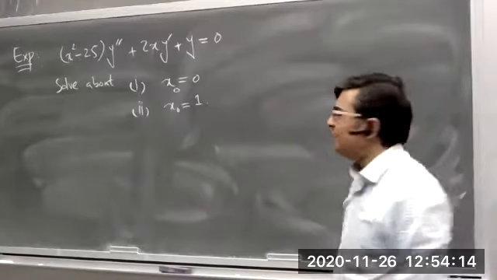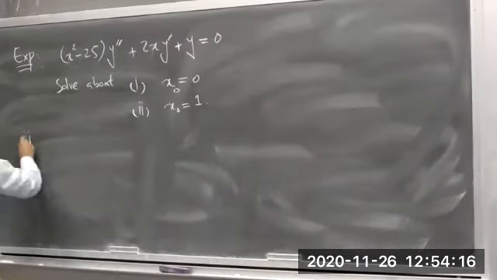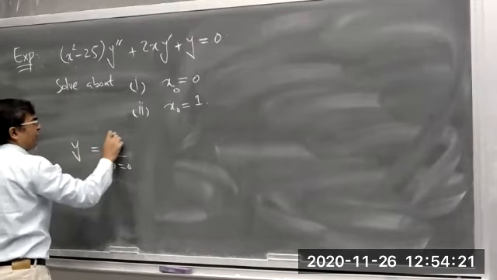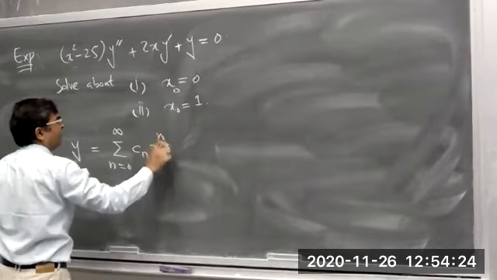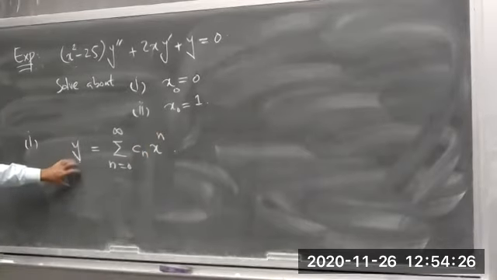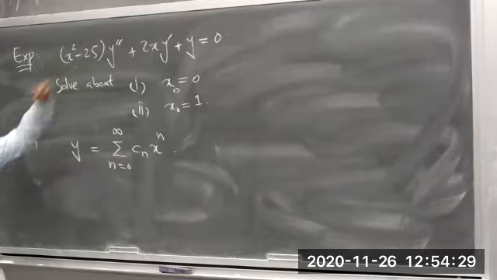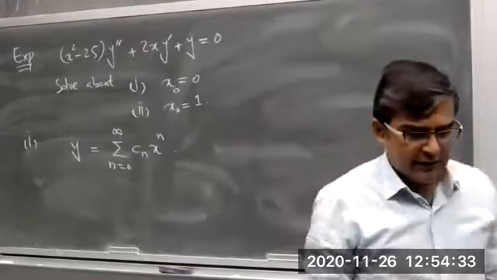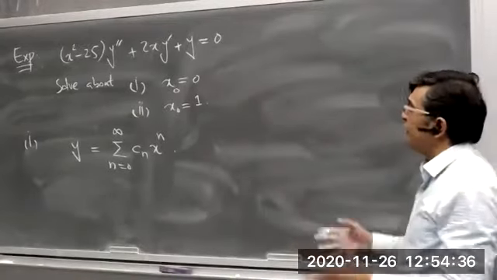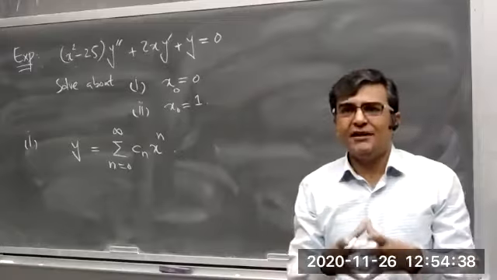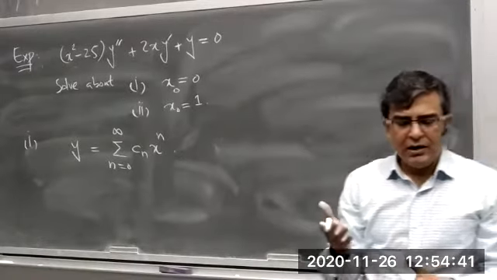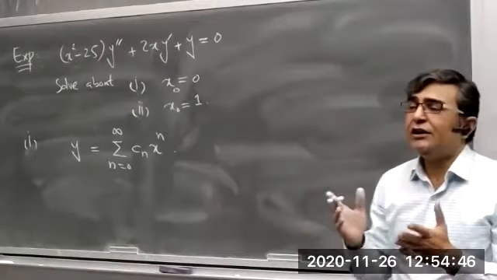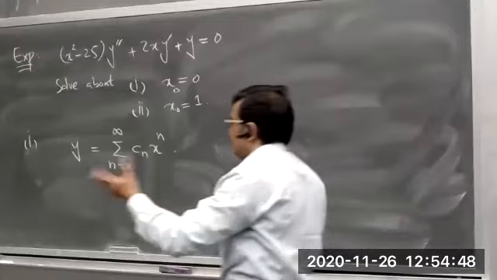We assume a power series. In the first case, we assume a power series: sum over n from 0 to infinity, Cn x to the power n. And we take the first and second derivative of this series, and then we insert it here. We obtain 3 series. Then we try to combine all these 3 series by shifting the summation and the exponent power of x. We need to make them identical by using substitutions.